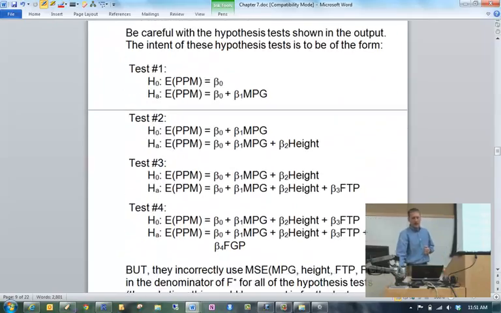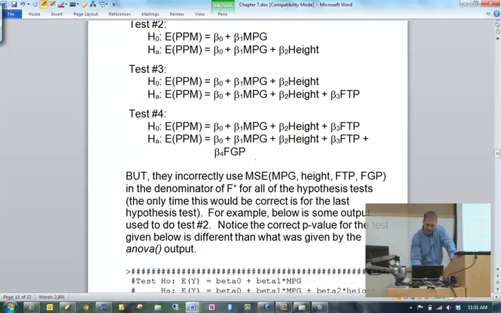So what I've written out here is what you may think the ANOVA function is giving you in terms of the hypothesis test. But what it's actually doing is this. It's always using, in the denominator of F star, the MSE for a model that includes all 4 variables. So all the variables that you put in the formula argument of the LM function are included in the MSE. So that test then is not exactly a partial F test like what we had discussed.